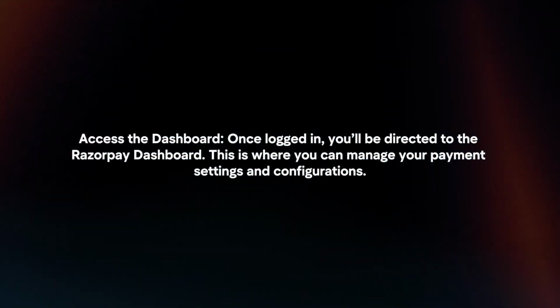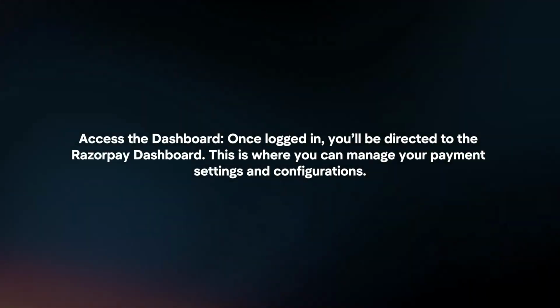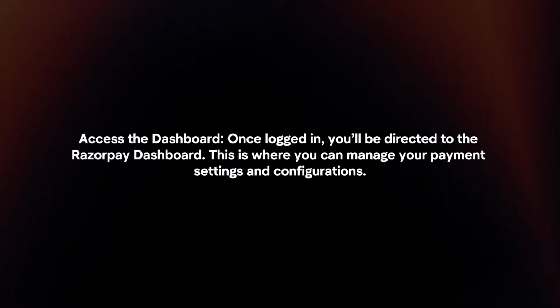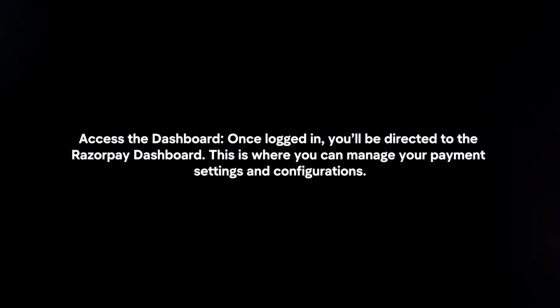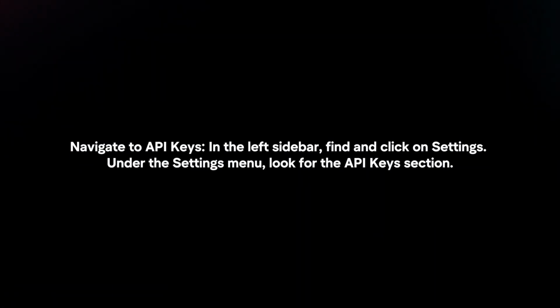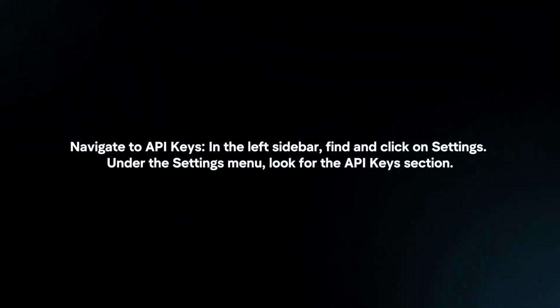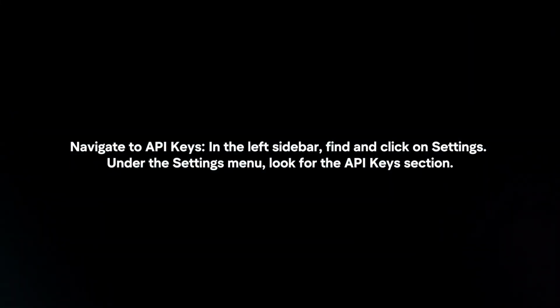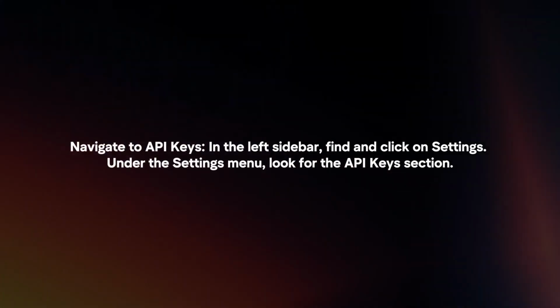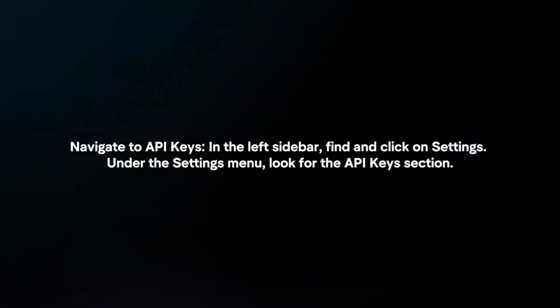Access the dashboard. Once logged in, you'll be directed to the Razorpay dashboard. This is where you can manage your payment settings and configurations. Navigate to API keys. In the left sidebar, find and click on Settings. Under the Settings menu, look for the API key section.